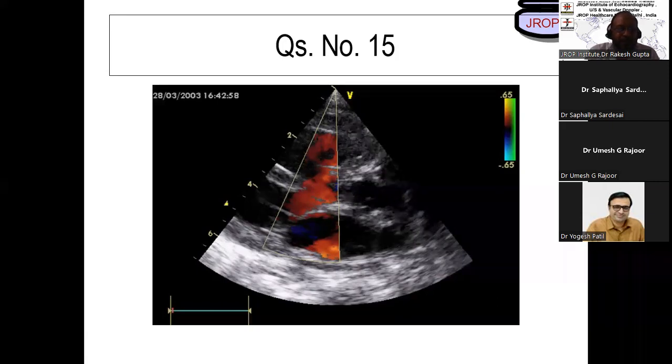Last point, you can buy from this. Do you call this VSD restrictive VSD or non-restrictive VSD? Non-restrictive VSD. Why do you say non-restrictive VSD? Because there is no much turbulence, and the pressures have already equalized between the RV and the LV.